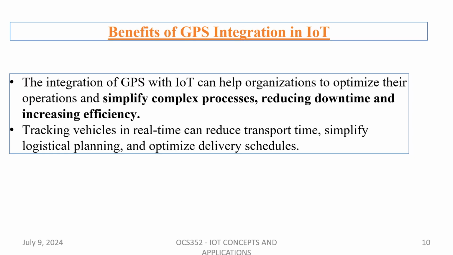Benefits of GPS: the integration of GPS with IoT can help organizations optimize their operations and simplify complex processes, reducing downtime and increasing efficiency. Tracking vehicles in real time can reduce transport time, simplify logistical planning, and optimize delivery schedules.